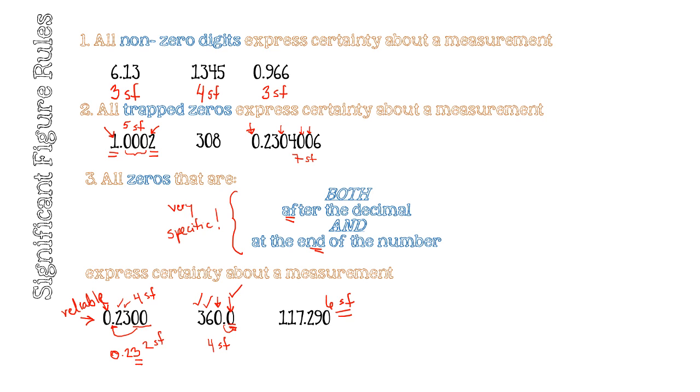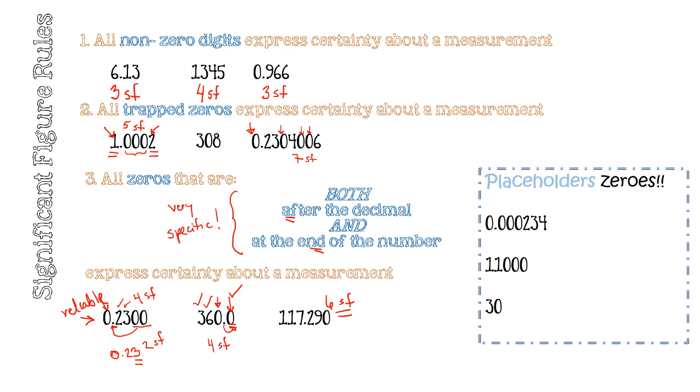So there are a lot of zeros that are not trapped and that are not after the decimal at the end of a number, right? We call those the placeholder zeros. So we saw some of these in the last slide that we looked at. These zeros, right, they are after the decimal. That's good, but they are not at the end of the number. So they are in the middle of the number. These guys are at the end of the number. These are placeholders.